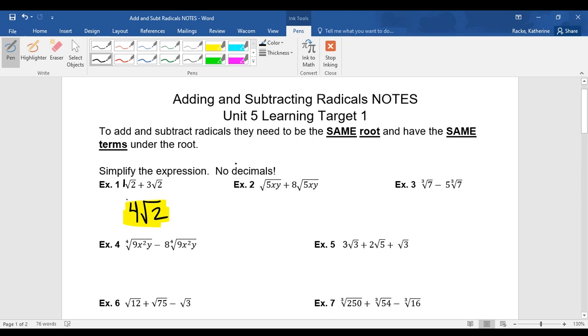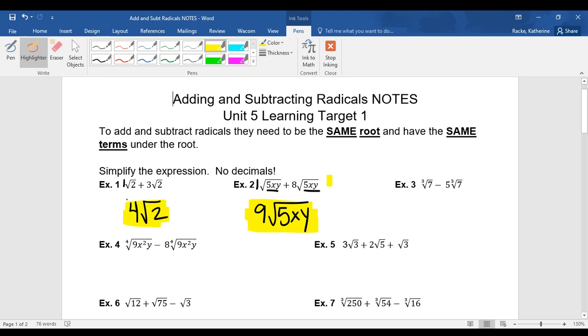For example 2, I have the square root of 5xy plus 8 square root of 5xy. So again, these are the same square root. So I'm adding 1 plus 8 to give me 9 square root of 5xy. Okay. And that would be your answer.